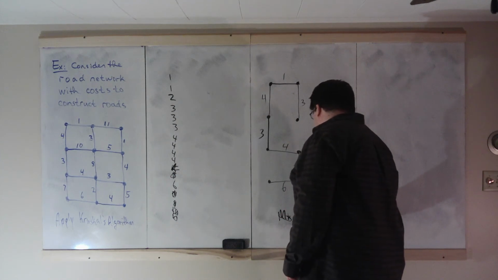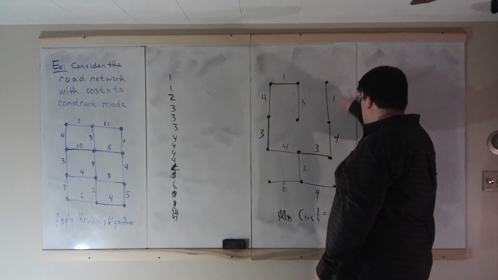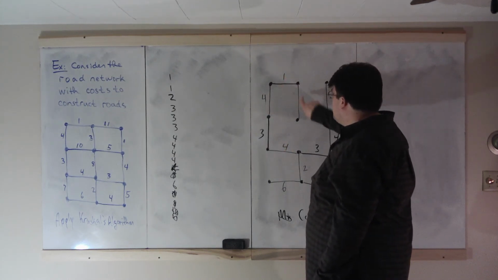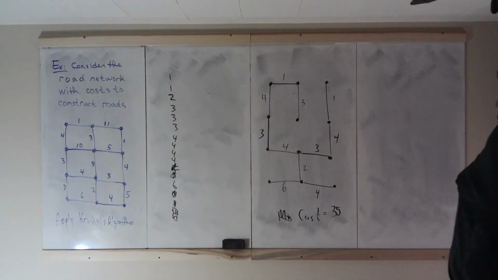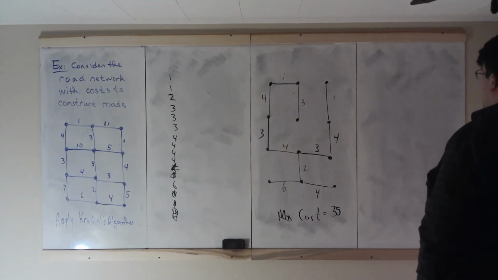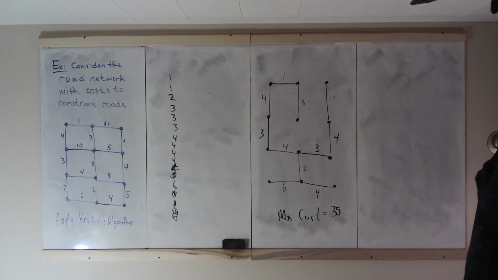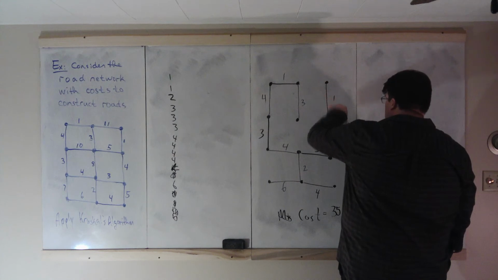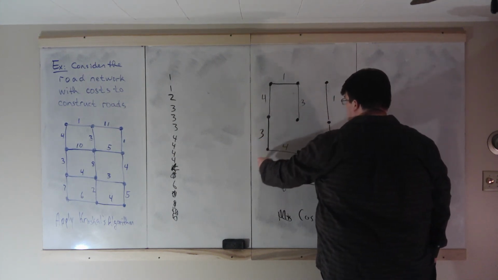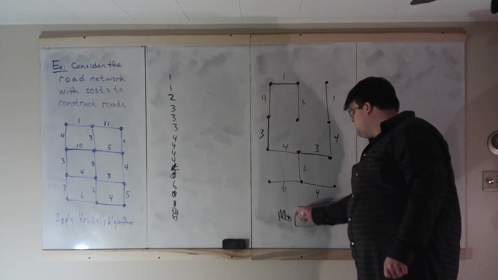Well, I should say, what's the cost? It is minimum. Cost equals, well, we have to add these together. 10, 11, 12, 13, 14, 15. That makes 20, 24, 27, 31, 32, 35. I lost count halfway through, so I took a step back to make sure I added properly. Okay, so we have a minimum cost spanning tree, and the cost is 35 units.